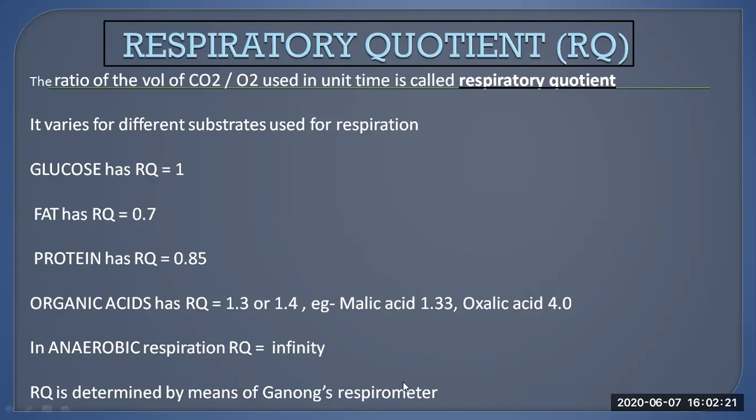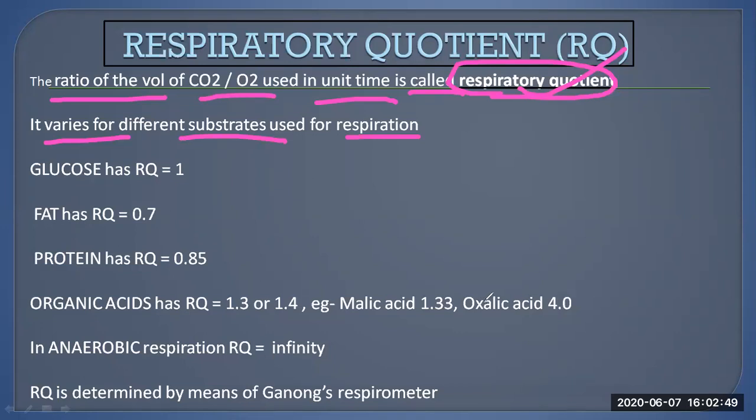Now next is the respiratory quotient. The respiratory quotient is the ratio of the volume of CO2, meaning how much CO2 we have to exhaust, over the volume of oxygen used in unit time. That is called the RQ. Okay, this is the respiratory quotient.